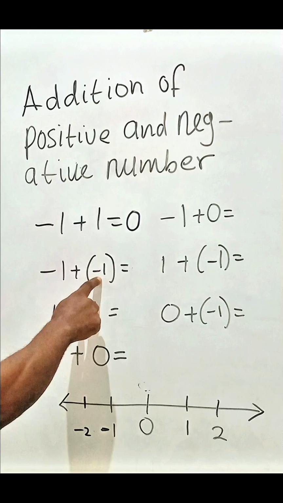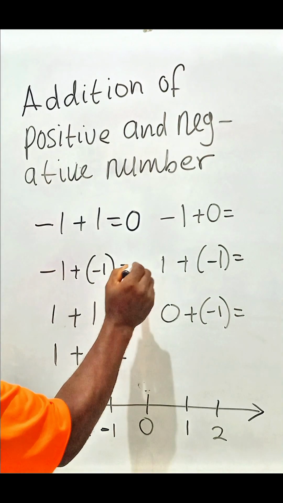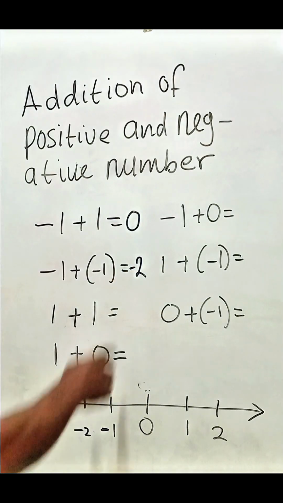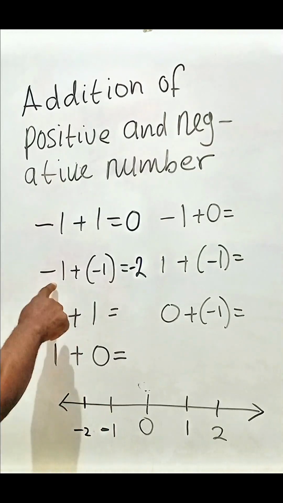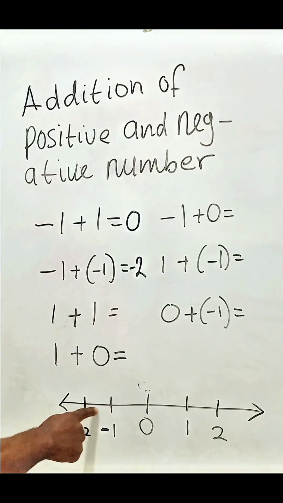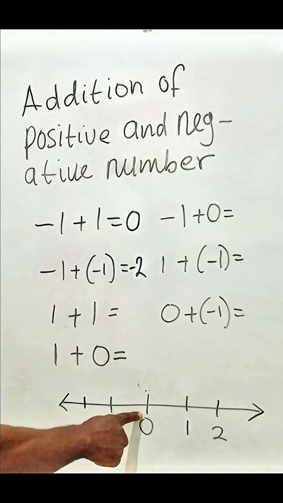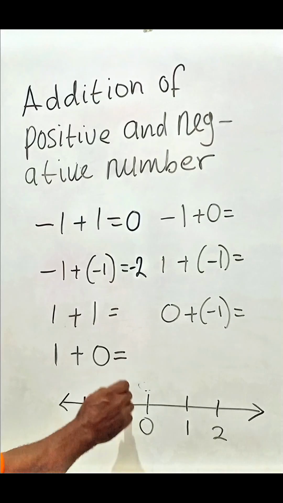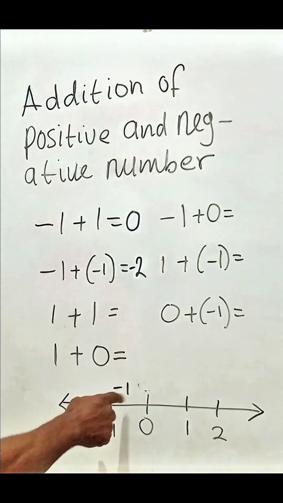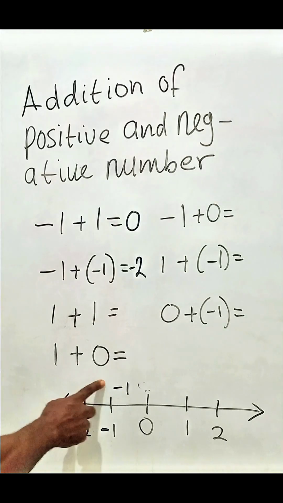-1 plus -1, the result is -2. So how did we arrive at -2? On the number line, if we start at -1, every interval on the left side of 0 is -1. So from here to here is -1, from here to here is -1. So every interval is -1.